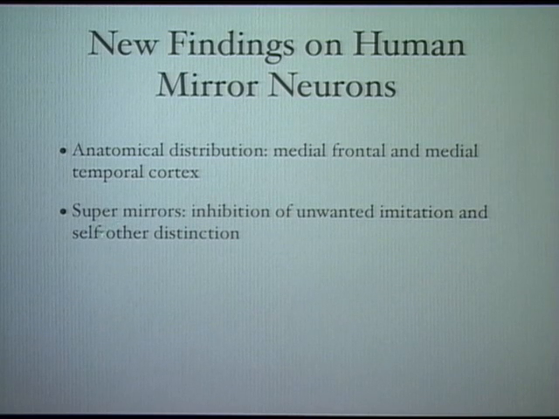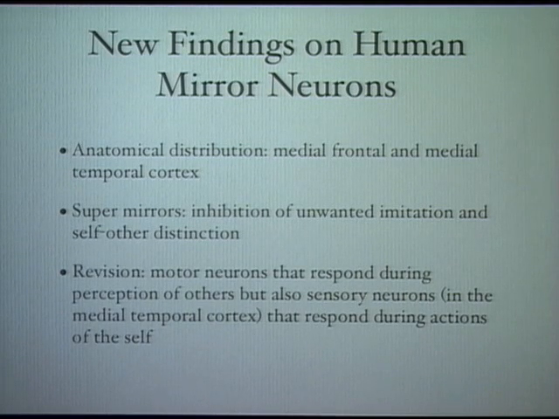The other interesting thing is that we found what I call super mirrors, cells that have opposite firing rate changes. They either increase or decrease for execution and observation in opposite ways. I think this is important for 2 reasons. One is, as I told you, inhibition of unwanted imitation. The other one is self-other distinction. If my grasping cells fire when I see Howard grasping, I have a self-other problem. How do I distinguish myself from him? Of course, proprioception is one way, but these mirror cells are also another way in which I can distinguish myself from somebody else while still having mirror cells that fire at the sight of somebody else's action.